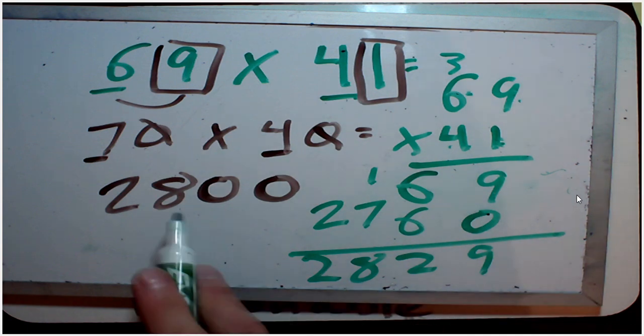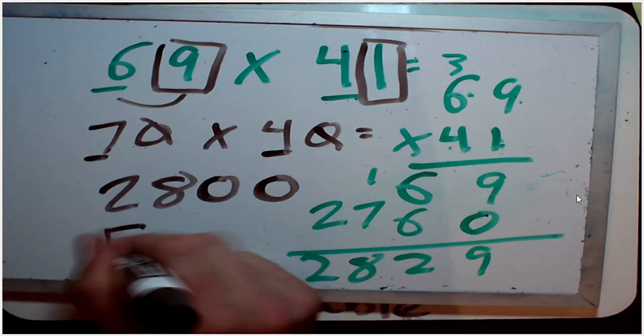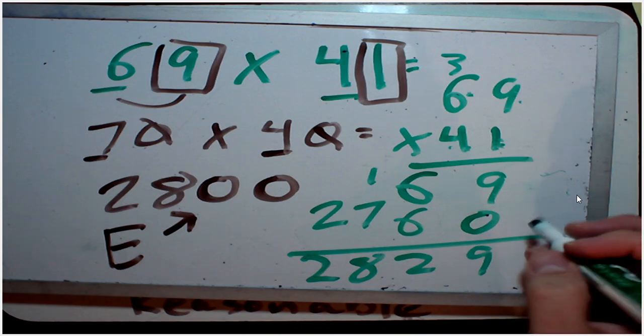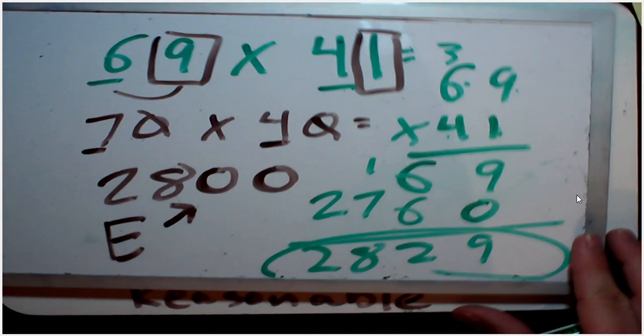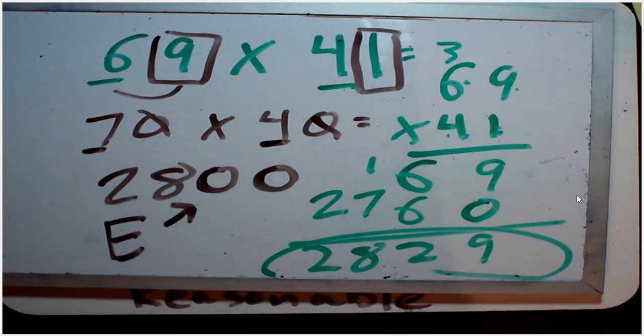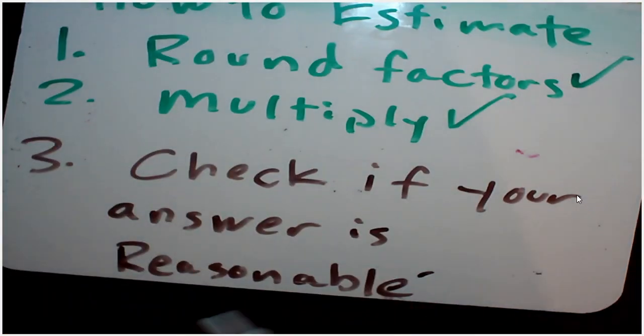In my estimation, I get 2,800. So for these two products, the estimation, which is in brown, I'll just put an E for estimation, and my exact, I'll circle my exact, can't put an E for both of them. Is my estimation of 2,800 close to my exact answer, 2,829? And it is. There's only a difference of 29. So this is very, very close. I would say my answer is reasonable, yes.